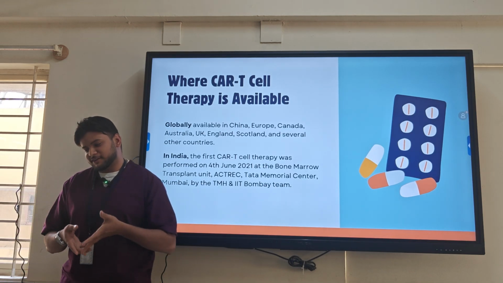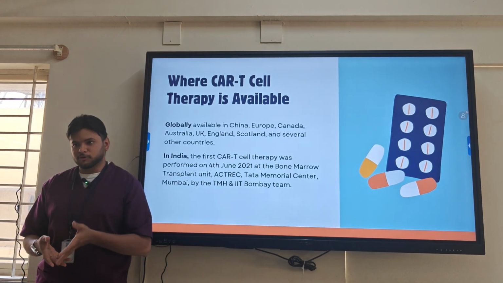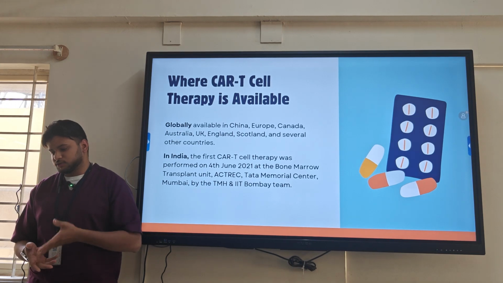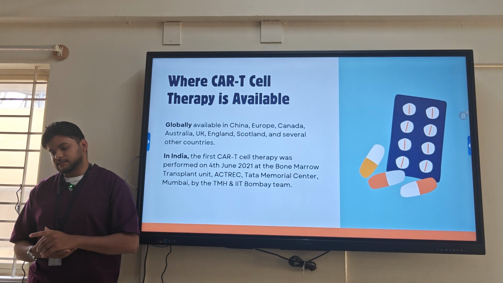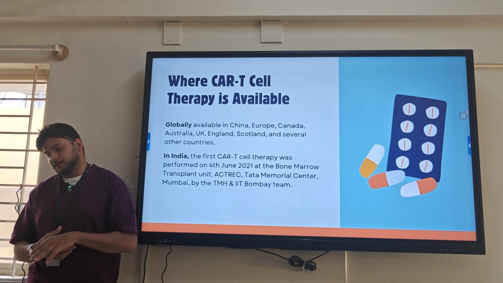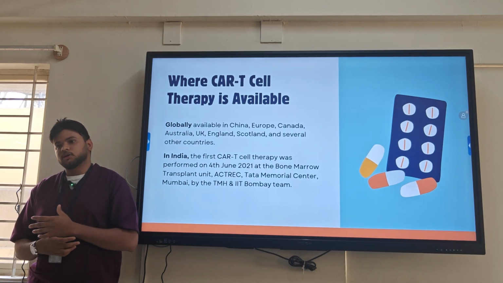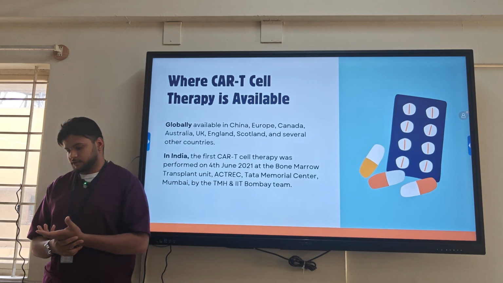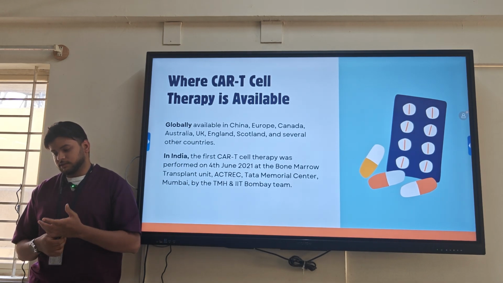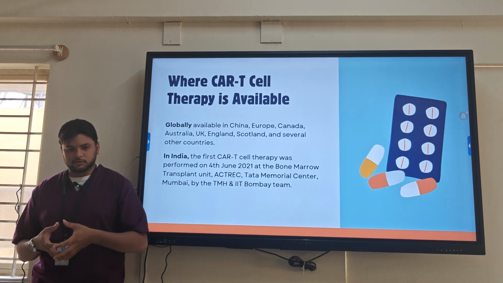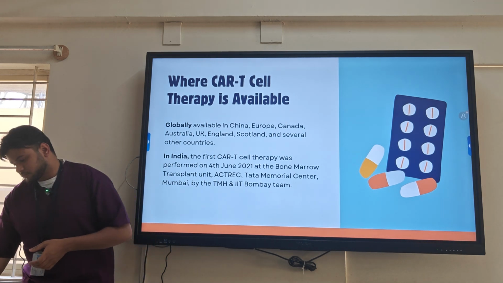Where is it available? It's available globally, like China, Europe, Canada, Australia, the UK, England, Scotland, and several other countries. In India, it came in 2021. It was first used at Tata Memorial Cancer Center, and it was very successful in the bone marrow transplant unit. Okay.